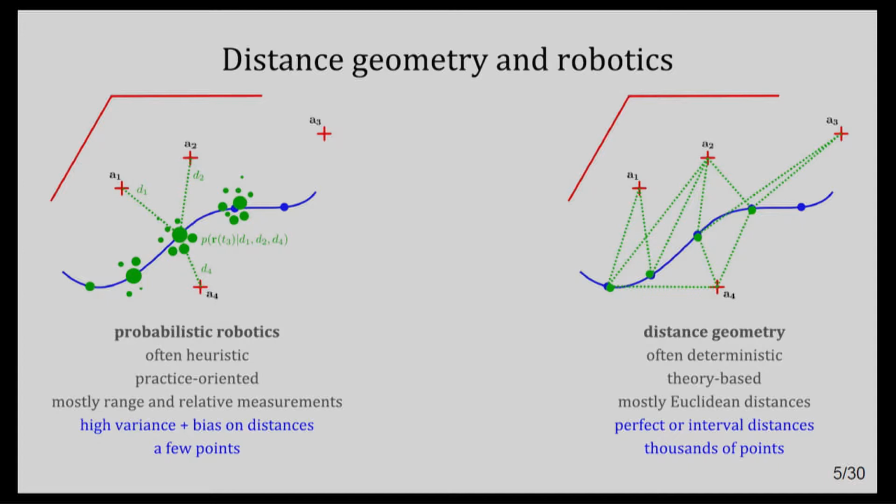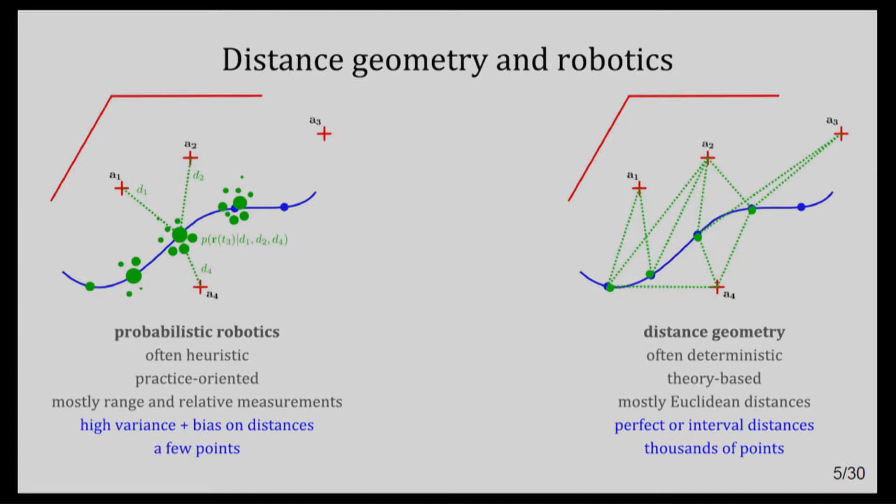And typically we look at few points. So I'm not looking into the visual SLAM, which would be with cameras where you have thousands of points. But we're looking more into acoustic SLAM or Wi-Fi, Bluetooth-based SLAM, where you really have only a few anchor points. So this is kind of the probabilistic robotics field. And then distance geometry comes from a different background, where quite often we're trying to find a deterministic structure of our points. It comes more from the theory side.